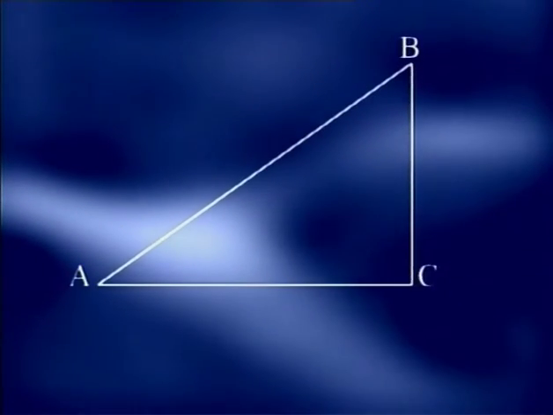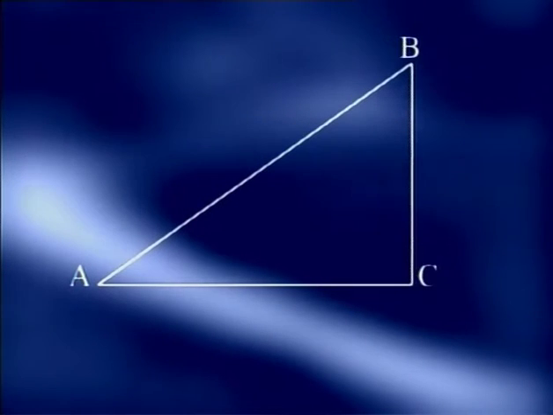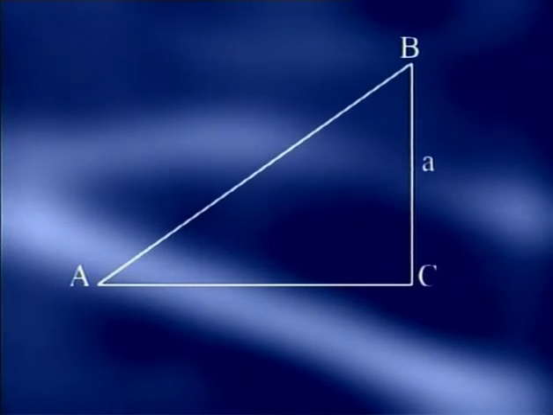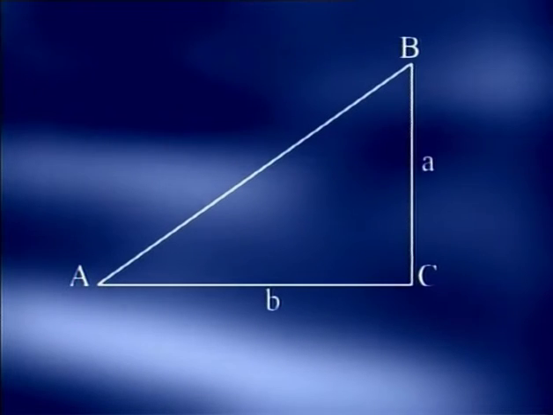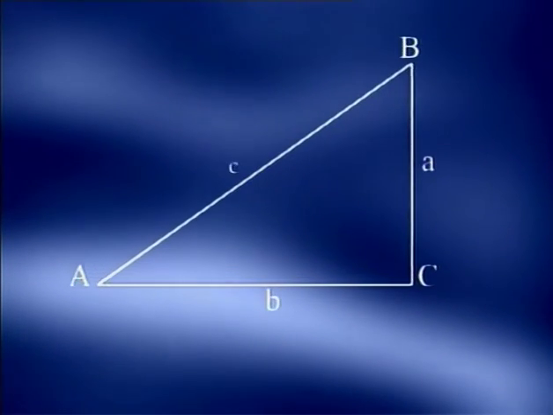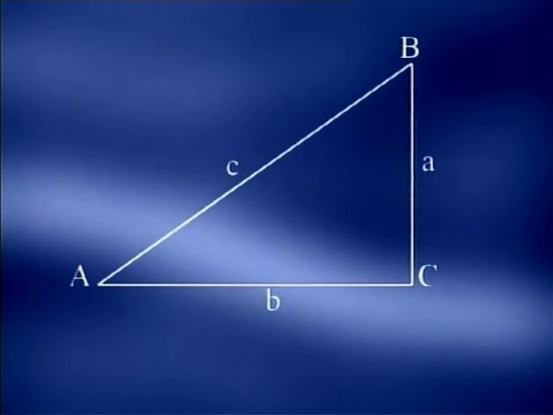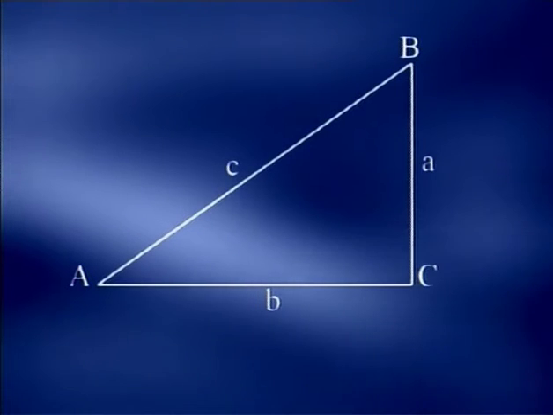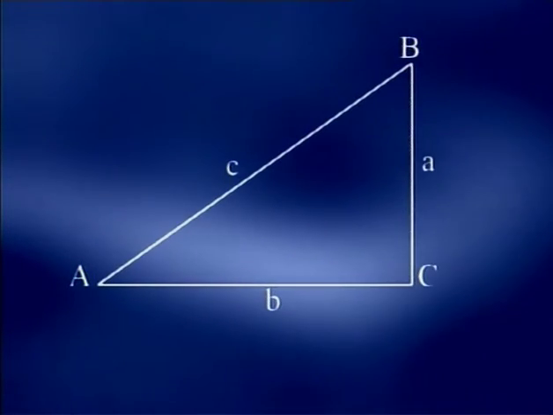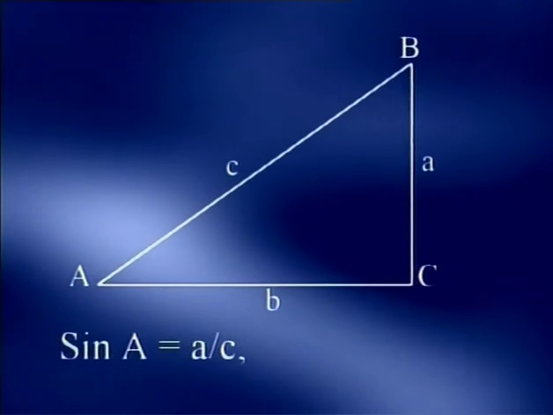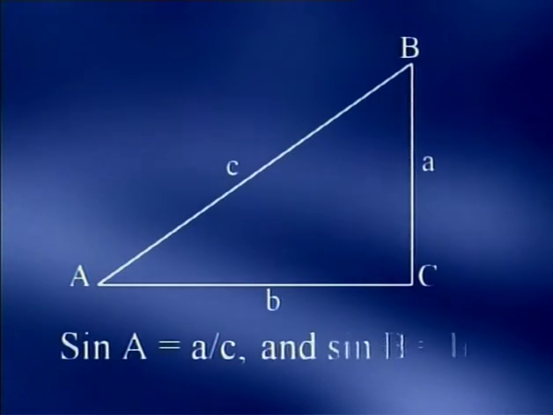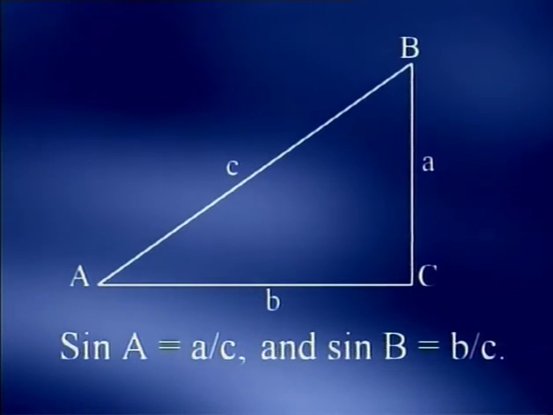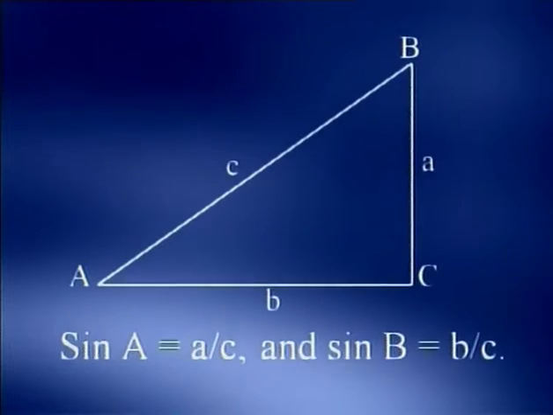Consider a right triangle ABC with a right angle at C. We use the letter a to denote the side opposite angle A, the letter b to denote the side opposite angle B, and the letter c to denote the side opposite angle C, that is the hypotenuse. With this notation, sine A is equal to a upon c and sine B is equal to b upon c.